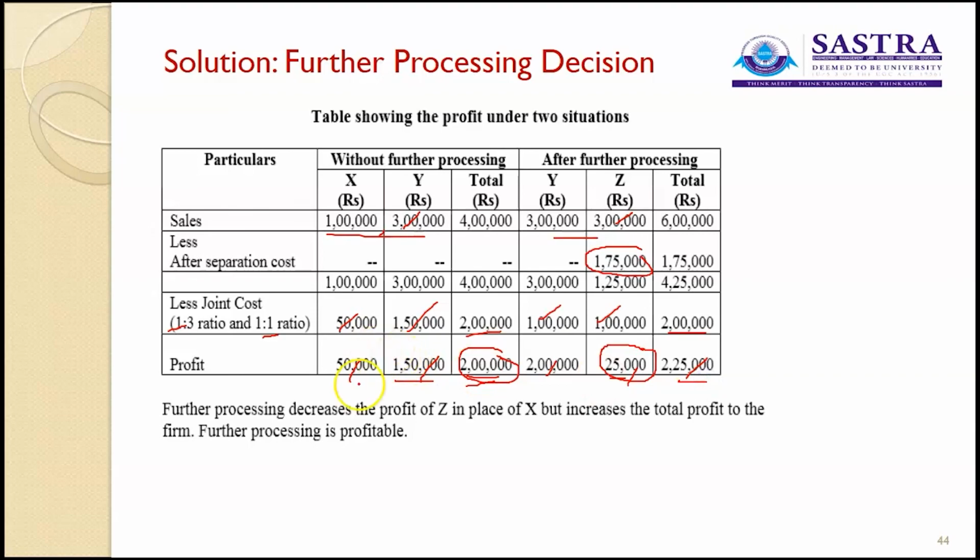See, I'll repeat again. This X is to be replaced by Z. Now X is giving 50,000 rupees as profit, and Z is giving 25,000 as profit. So we have a decrease in the profit of 25,000, and we have an additional cost of 1,75,000. In spite of these two situations, we have a total increase of 25,000 in profit. So this processing can be accepted, and the product X can be replaced by product Z.